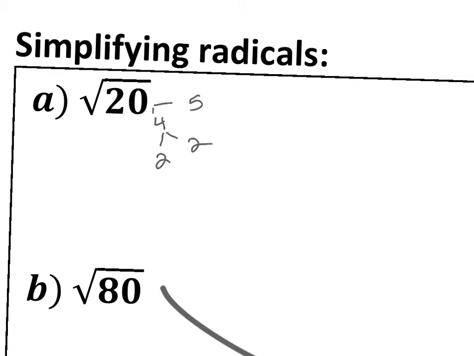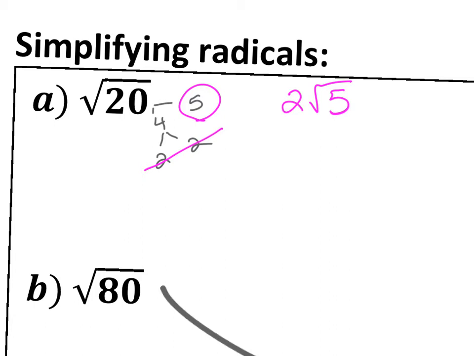For every pair of numbers, that number goes to the outside of the square root, and anything that doesn't have a pair stays underneath, right? So because there's 2 2's, a 2 goes to the outside of the square root, and a 5 that doesn't have a match stays underneath. So you're writing this down with me.